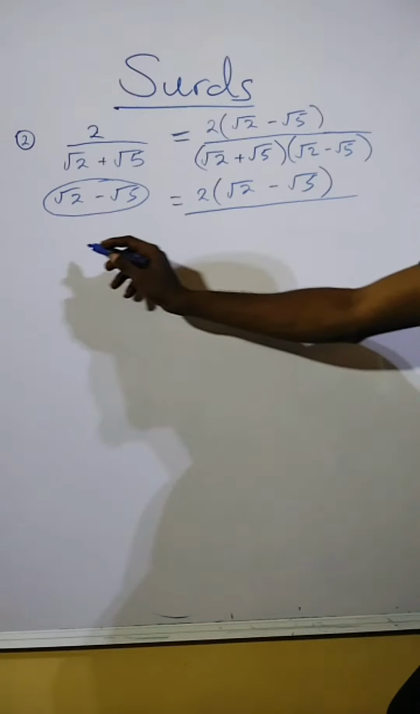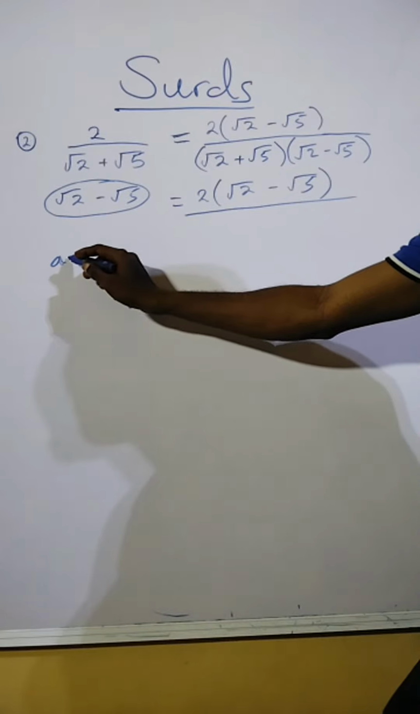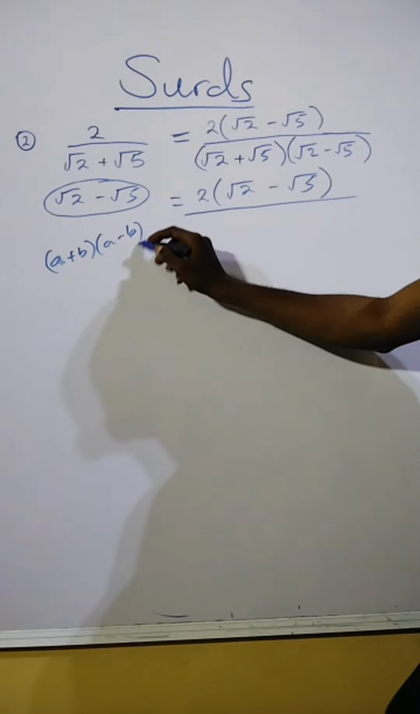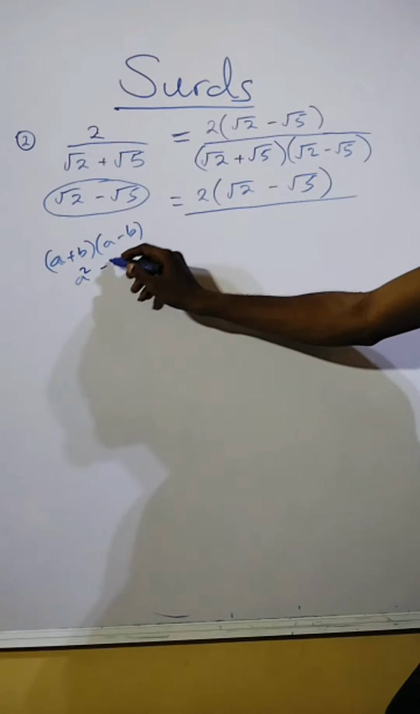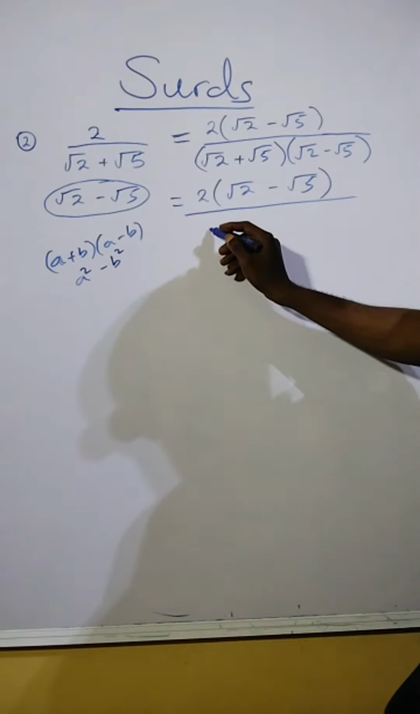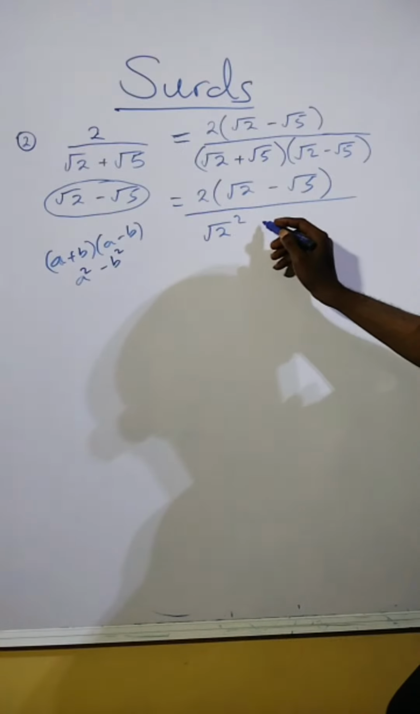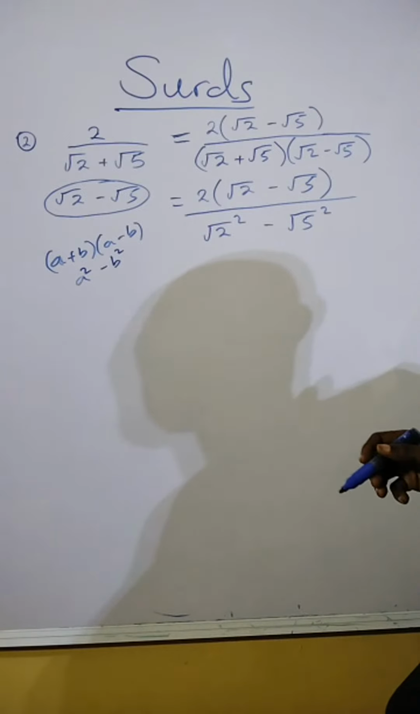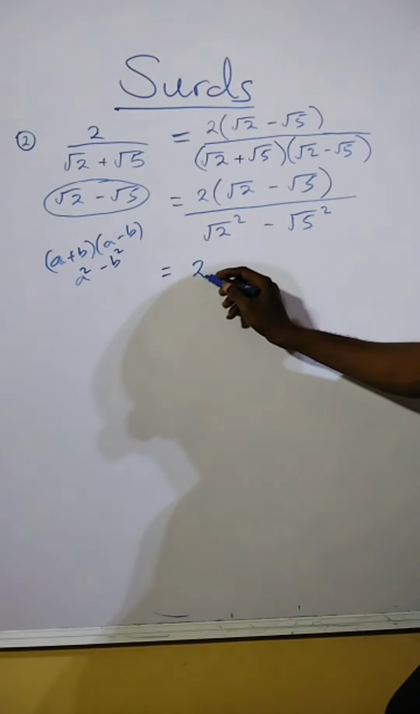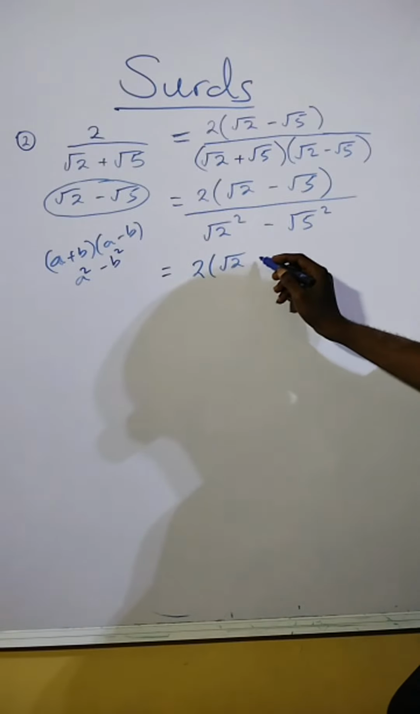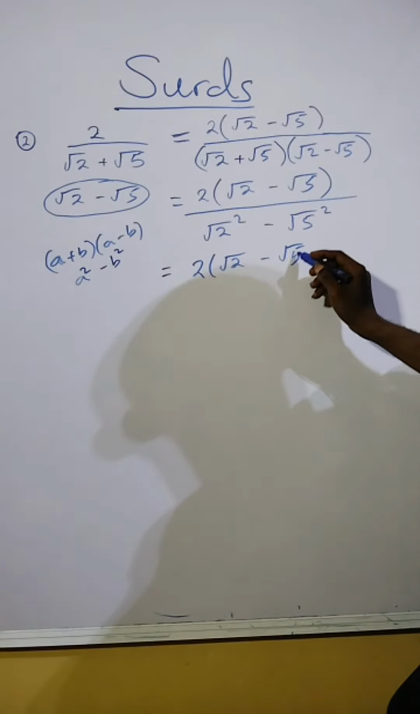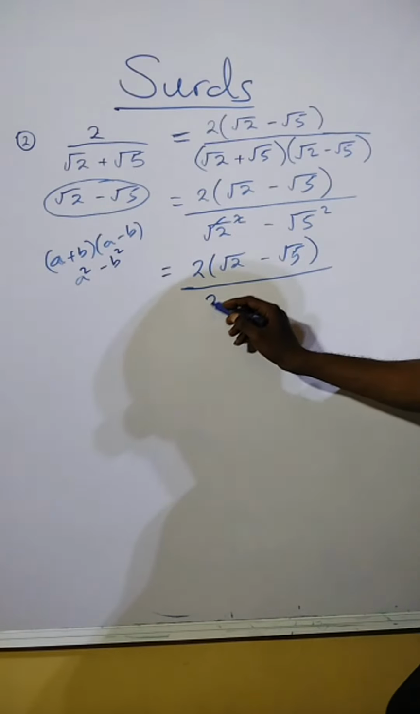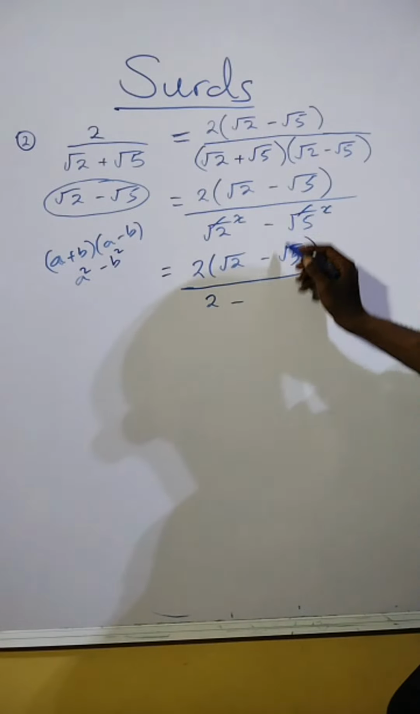These and these are conjugate surds, which follows from when we have a plus b into brackets, then open brackets, a minus b. This also same thing as a square minus b square. This here, a is root 2, that's root 2 square. Then minus b is root 5, that's root 5 square. Then this now becomes 2 into bracket root 2 minus root 5, then divided by, yeah, this square cancels square root. We have 2 then minus. Also square cancels square root, that's 5.